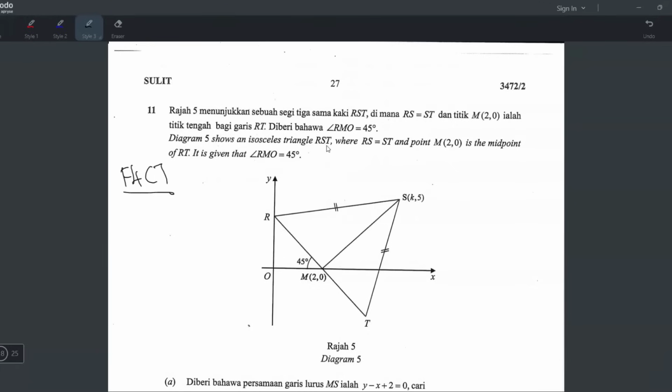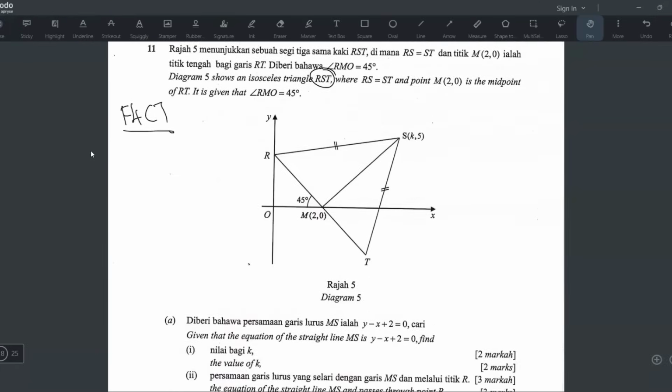Diagram 5 shows an isosceles triangle RST. Isosceles means the triangle will have two sides of the same length. So for this case, it's RS and ST. So they will have the same distance later. And then RS equals ST.